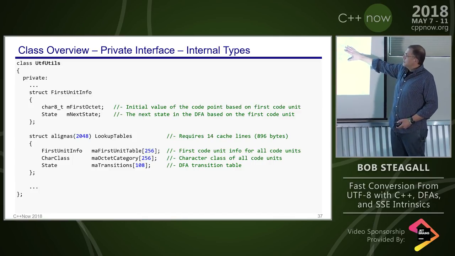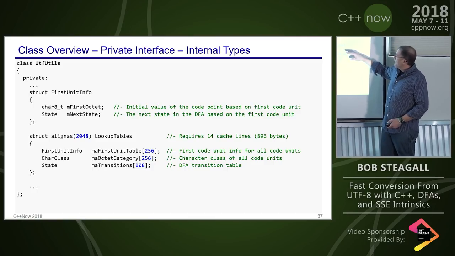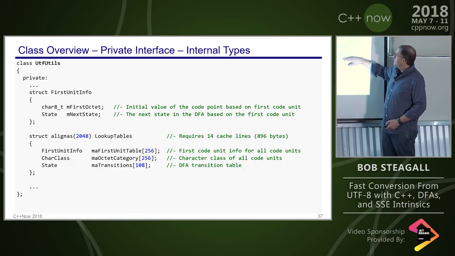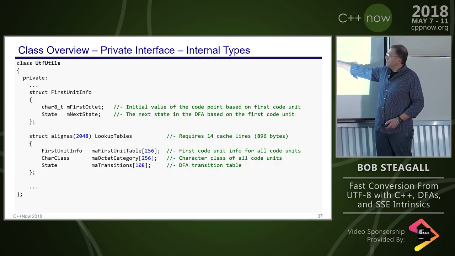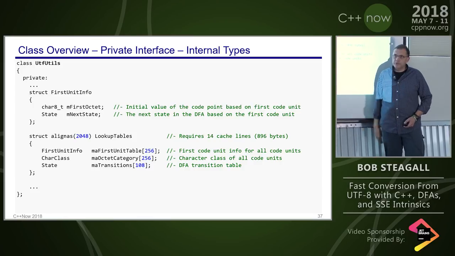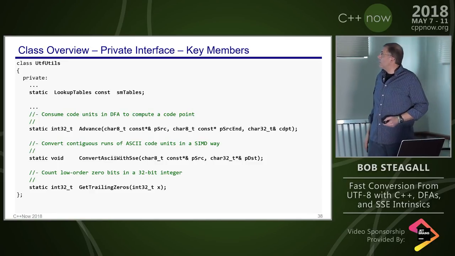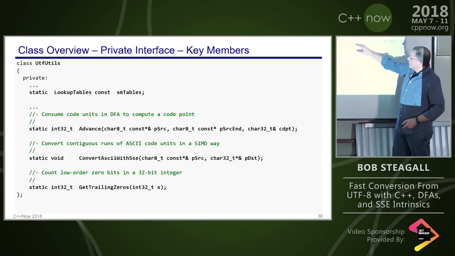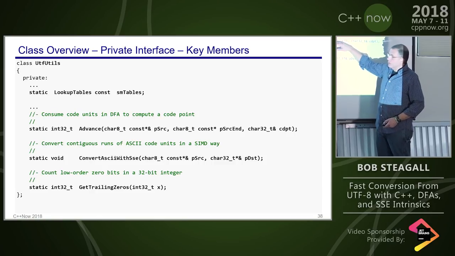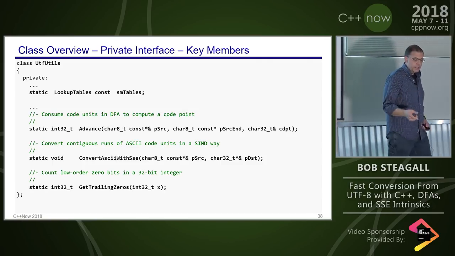Then I've got my set of lookup tables, which I aligned on a page boundary for kicks. It requires 14 cache lines, or 896 bytes. So I've got my first unit information for all possible 256 input bytes. I've got a map that maps an input byte to a character class. And finally, I've got my DFA transition table, which has 108 entries in it. So here's my definition of my tables, which are static. Here are 3 more important functions that we're going to examine: advance, which actually works through the DFA, converting ASCII with SSE, and getting trailing zeros, which finds the trailing zeros in a word.